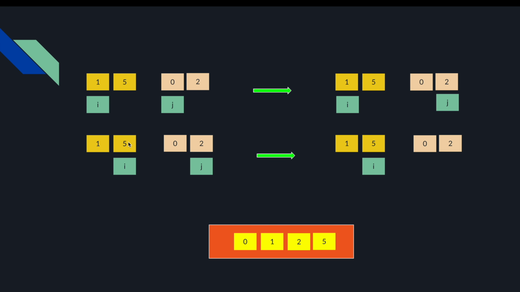Now you already know the next step, right? Compare 5 with 2. As we know 2 is the smallest one, we will put 2 in the output array and move our j pointer. Now there are no other elements in this array, so we can say this array is already consumed. Now we can put the rest of the elements of array 1 into the final output array. The only element left was 5. Now we will put 5 in the output array, and this is our sorted array.